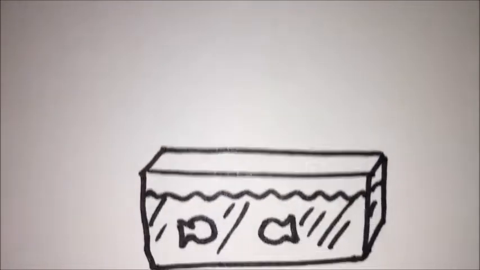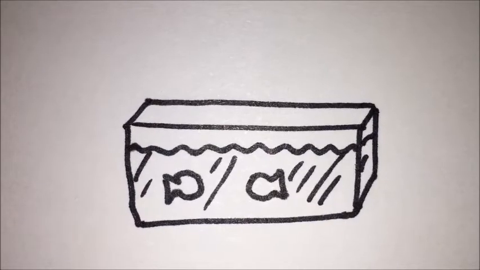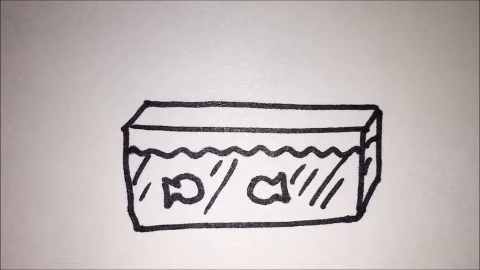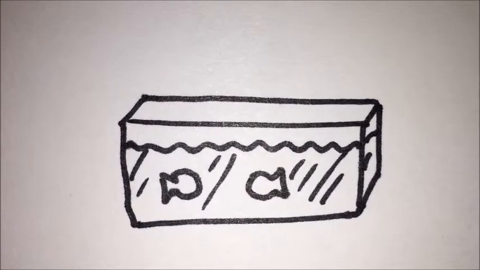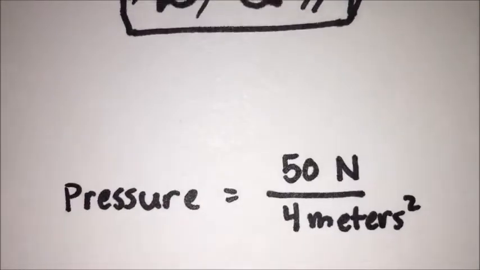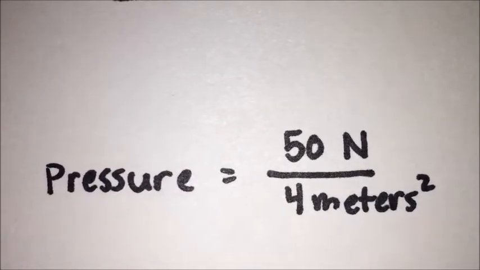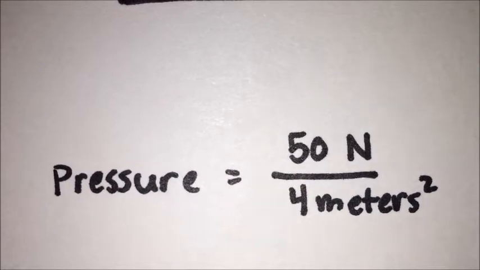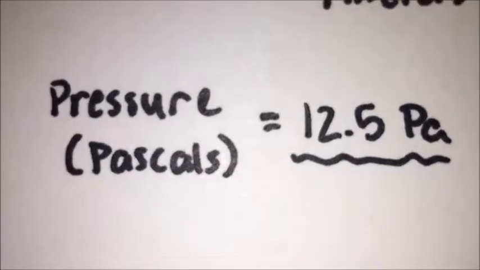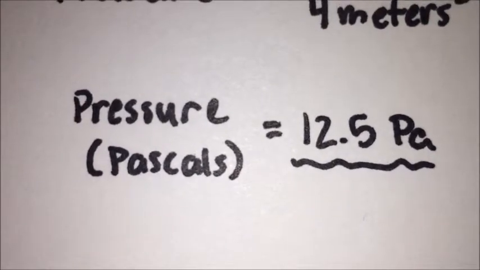Let's take a look. Here's an aquarium. We have two fish inside. Now the water is exerting pressure on the fish, but it's also exerting pressure on the aquarium. Let's take a look at calculating the pressure of the water on the aquarium. Say we have 50 newtons pressing on the bottom, which is 4 meters squared. Let's do the math. 50 divided by 4 is 12.5, and we measure that in pascals, Pa for short.